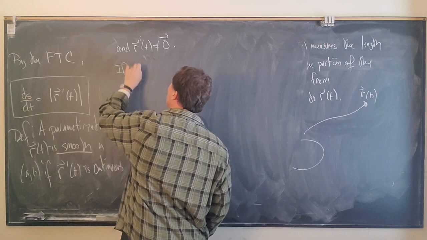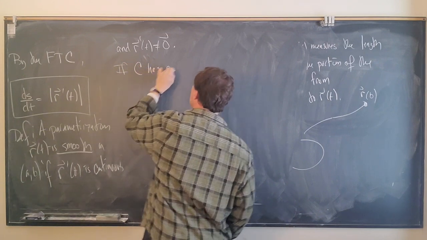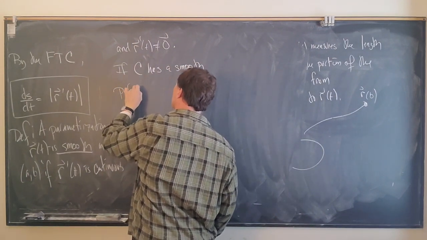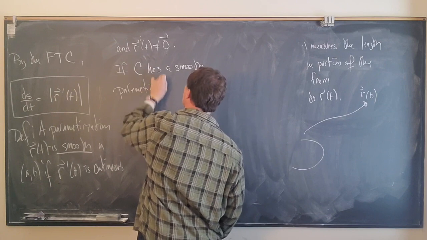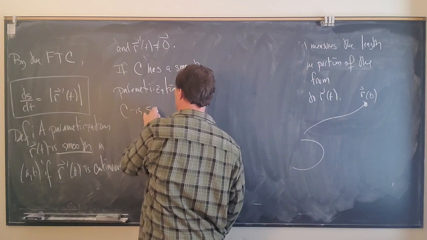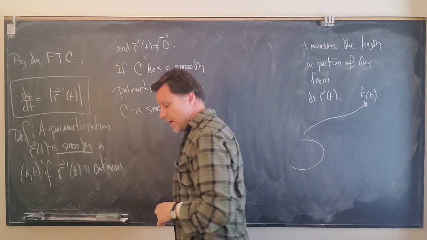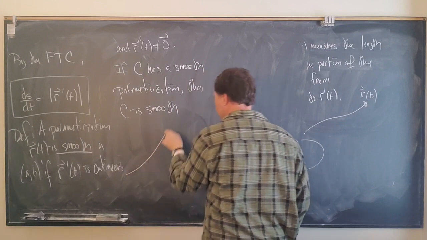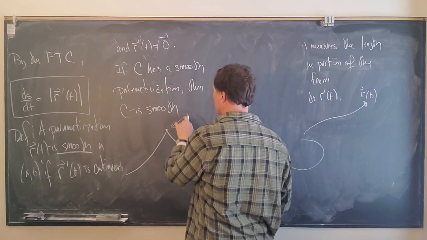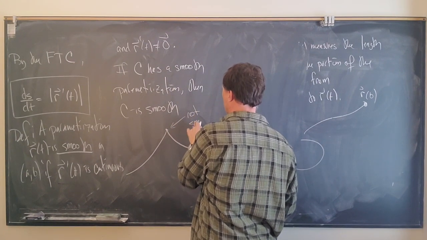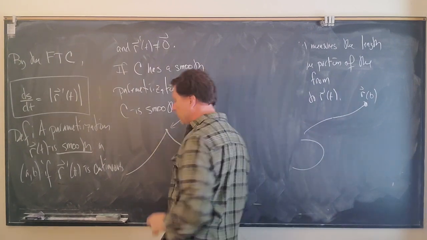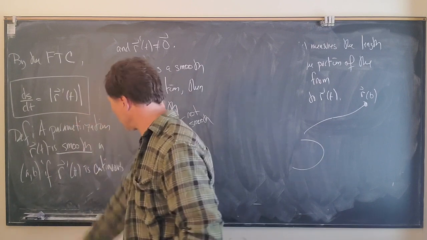So if C has a smooth parameterization, then C is smooth. And so here's the idea. Something like this, a sharp point on your curve, that's a spot where the curve is not smooth. And what you have is an abrupt change in, say, the tangent vector there. Discontinuous.